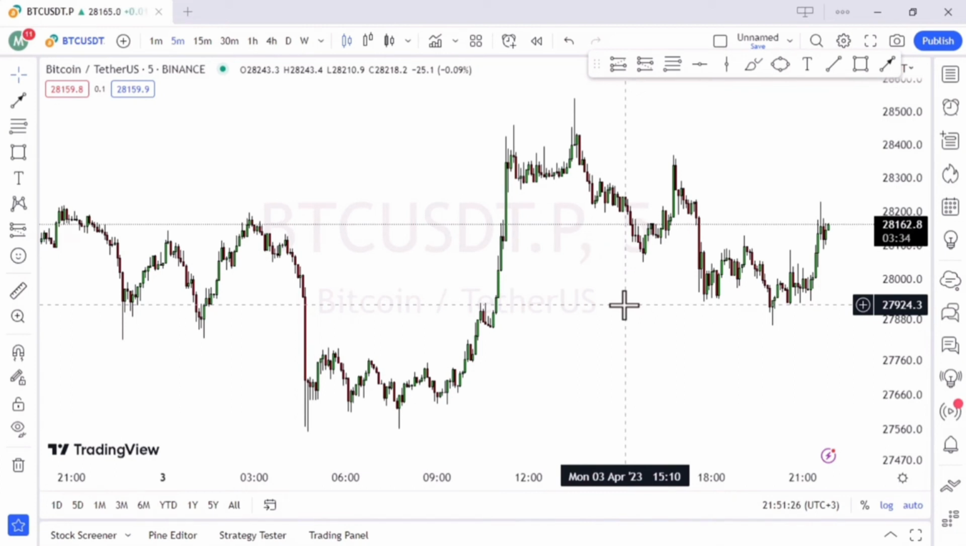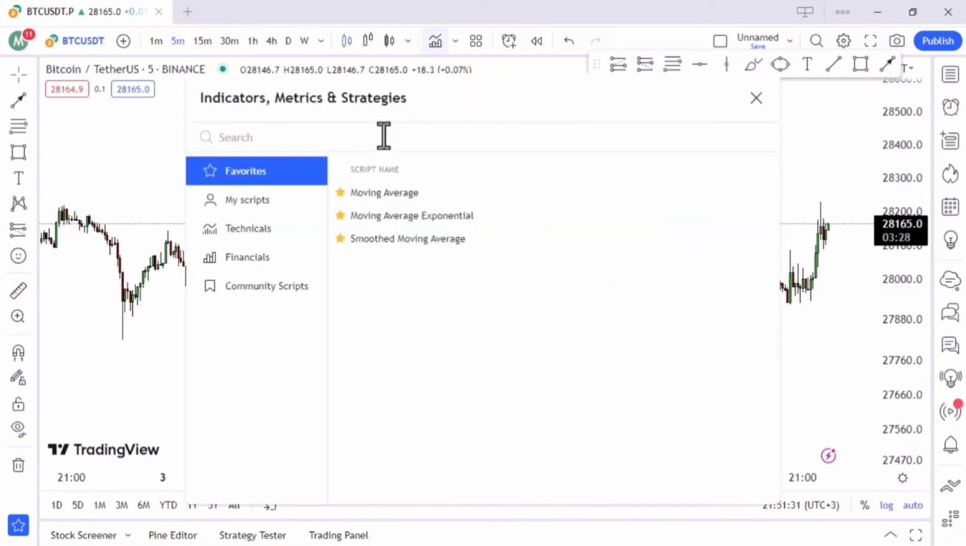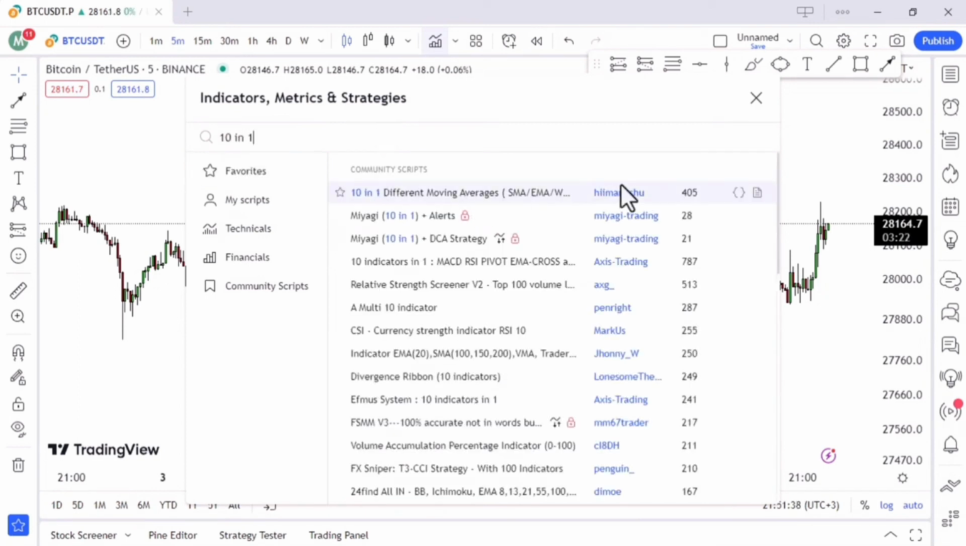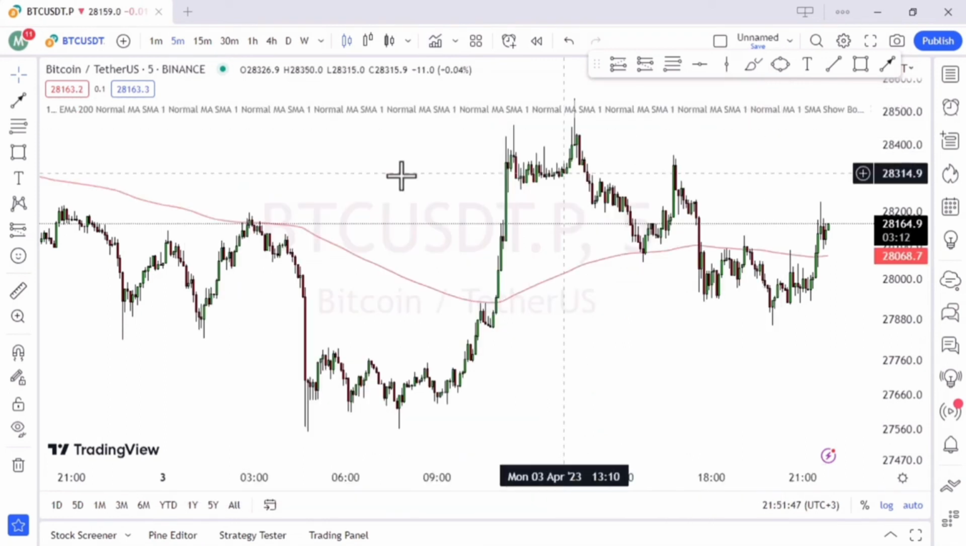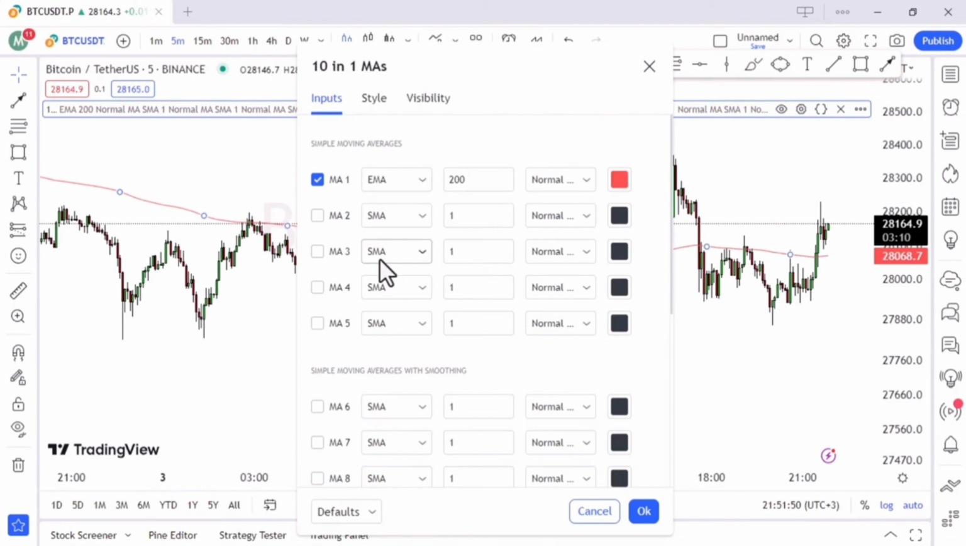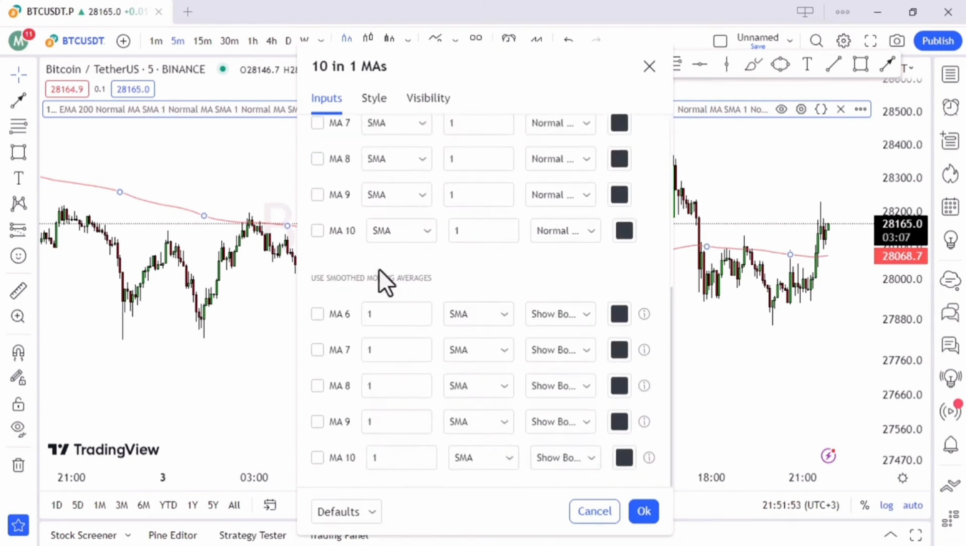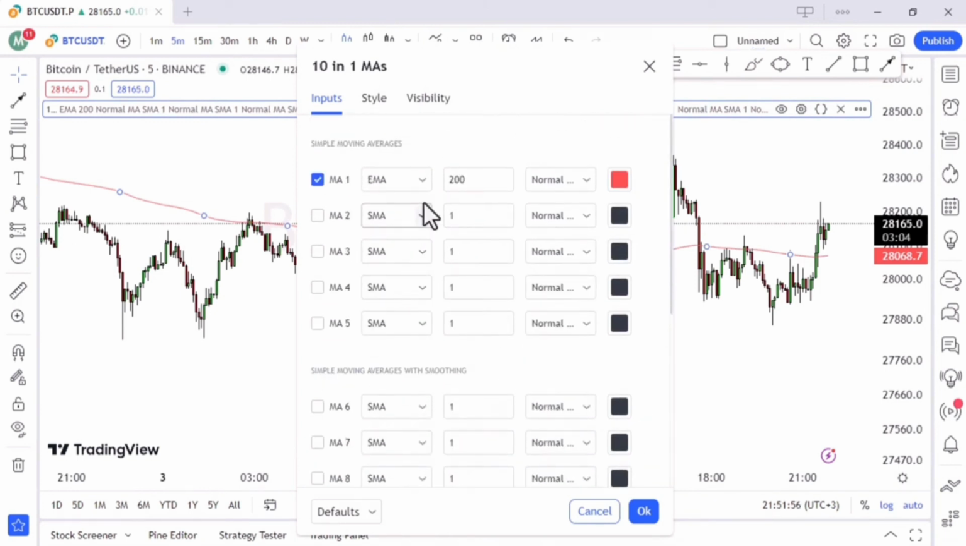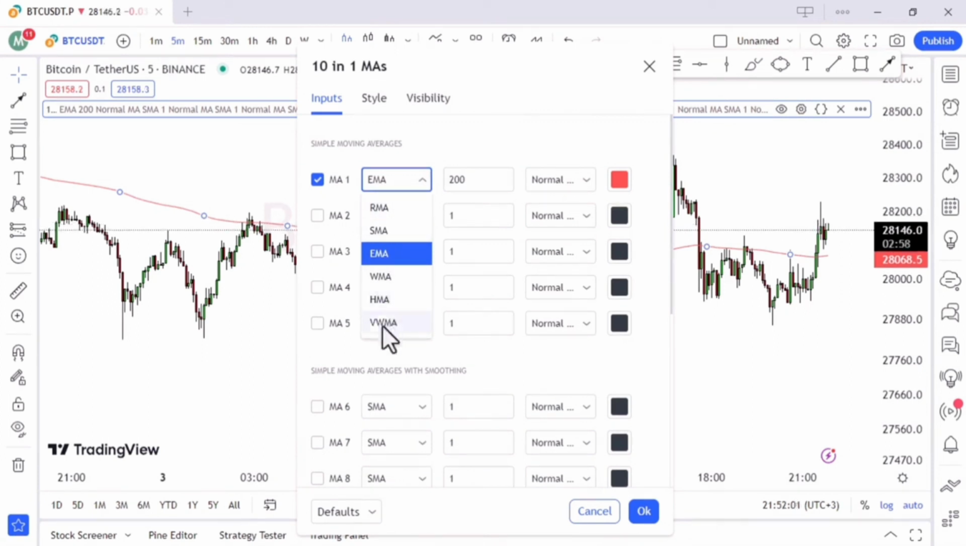You can simply come to the indicators section and type in 10 in 1. The first one which pops up, written by someone named Himanshu, you can make it a favorite and click on it. Then when you go to the settings, you can have various numbers of MAs, whether it's RMA, SMA, EMA, WMA, HMA, VWMA. In this case we only need EMA.